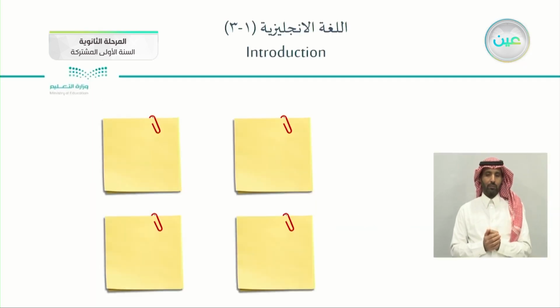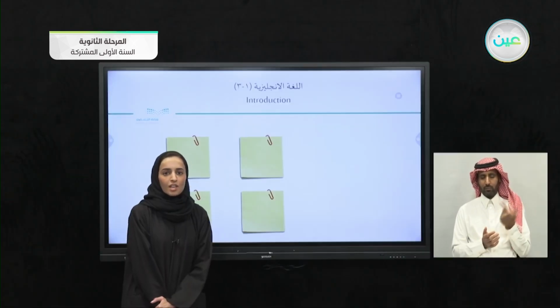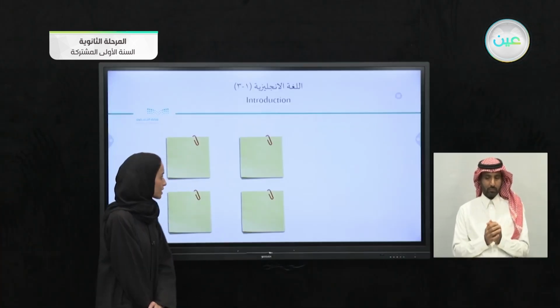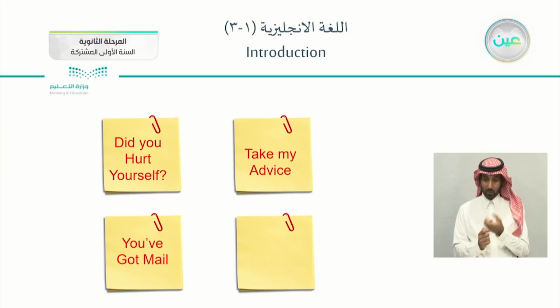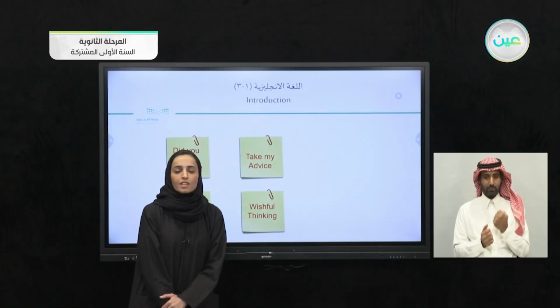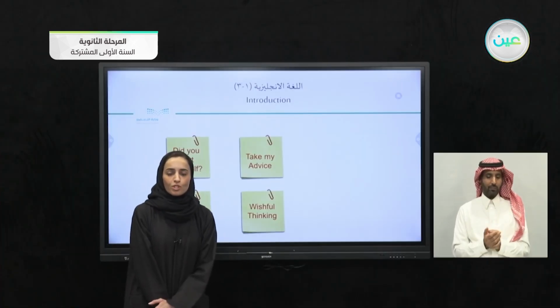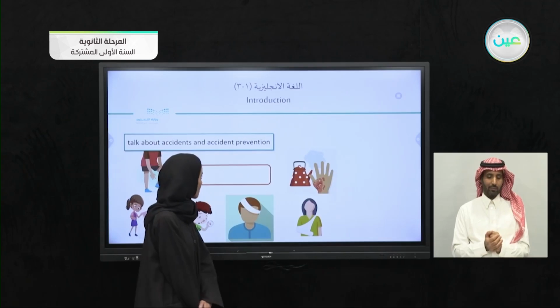Okay. As we have known, what you have taken in the previous course, which is the second English course, was four units. The first one was titled, Did You Hurt Yourself? Number 2 was about, Take My Advice. 3 was about, You've Got Mail. And the last one was about wishful thinking. We're going to go through these units and the important things that we've taken so far.